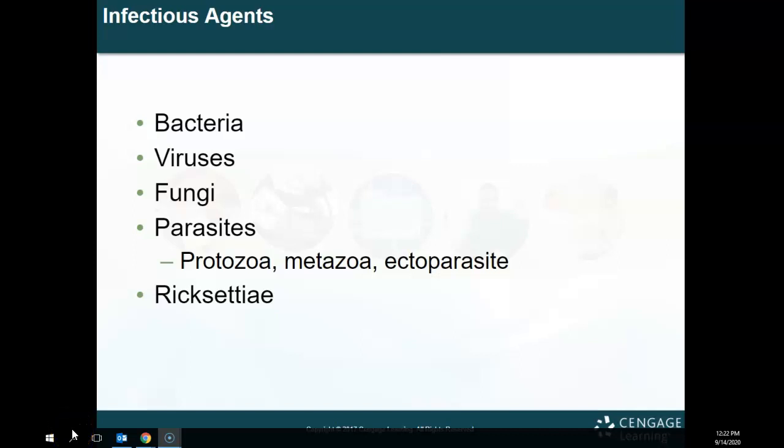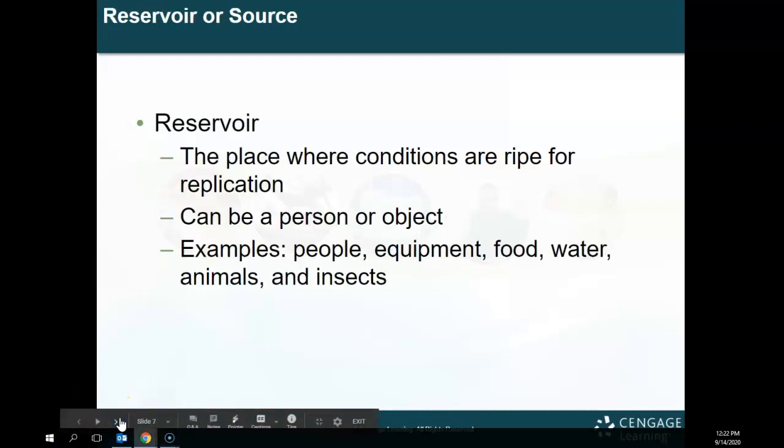Really quick recap on part 1 lecture from infection control. The types of infectious agents are bacteria, viruses, fungi, parasites like protozoa, metazoa, and ectoparasite, and rickettsia, okay? These are the types of things that can infect your body and make you sick. Bar none.